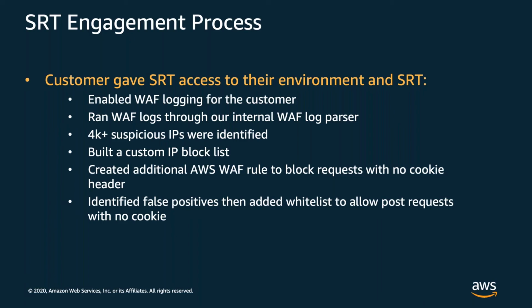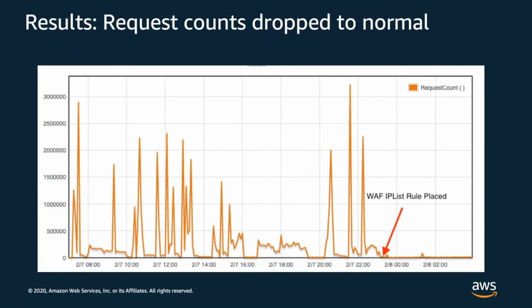At the same time, we also realized that most of the requests contained a special cookie, so we built a WAF rule to block any requests that didn't contain the specific cookie. We put it into count mode and realized that some POST requests never contained this cookie, so we built another rule to avoid this false positive and enabled both of those into block mode.